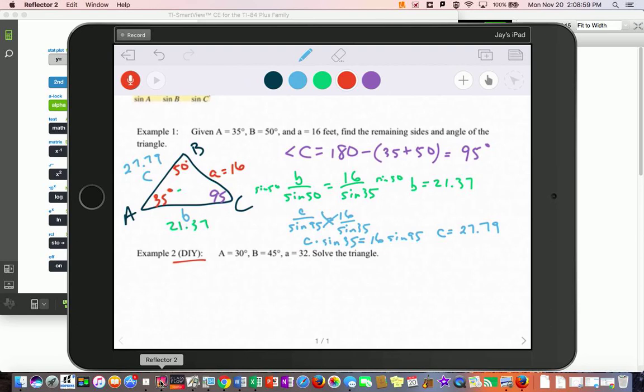All right, there's a DIY. Draw your triangle, solve for the missing stuff. Pause the video now.